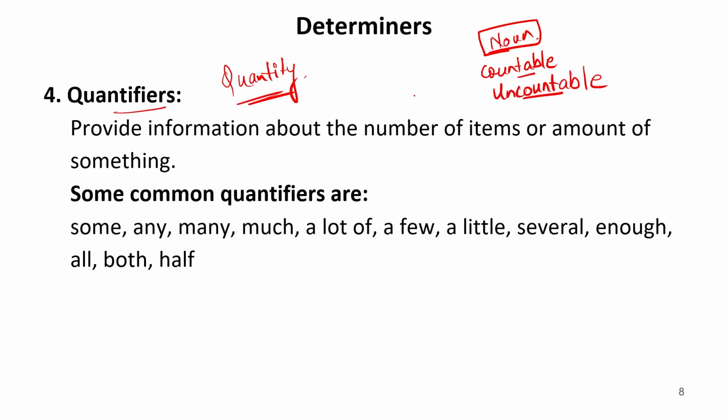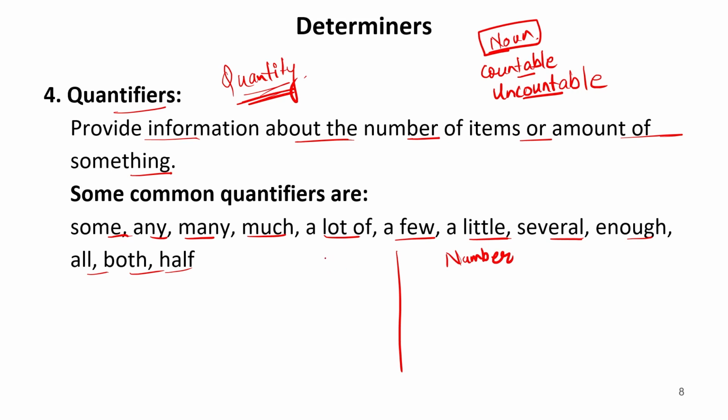Now what happens? There are quantifiers. If something tells about the quantity of something, it means that is uncountable. It cannot be counted. So that is known as quantifier. They provide information about the number of items or amount of something. For example, some, any, many, much, a lot of, a few, a little, several, enough, all, both, half. Now one thing is there. We have number or we have just a quantity or amount. For example, something is there which can be definite or indefinite.